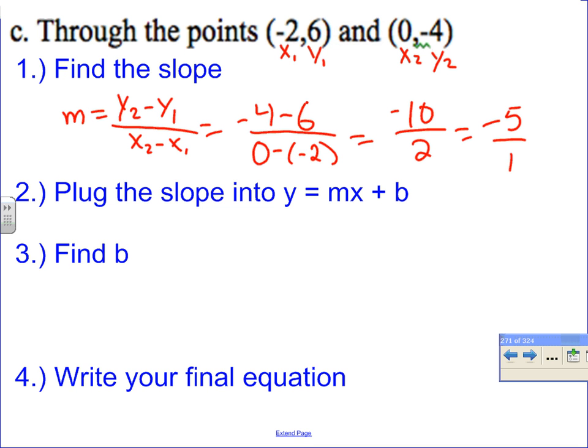Is everyone with me? Step 2, we need to plug the slope into the y equals mx plus b equation. So let's do that. Y equals negative 5x plus b. Now, here's the part where I think your book makes it too easy. We need to find b. Why am I saying that that's easy? Do you really need to go look for b or find b, Gio?